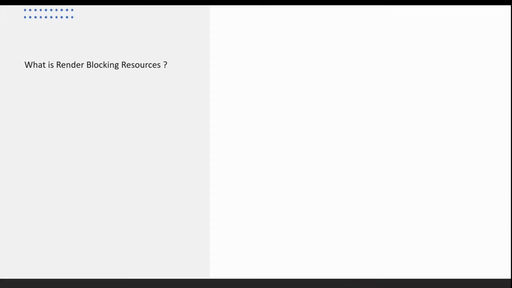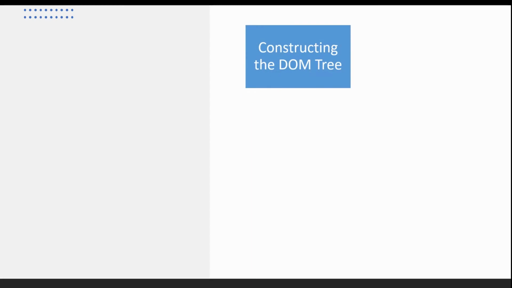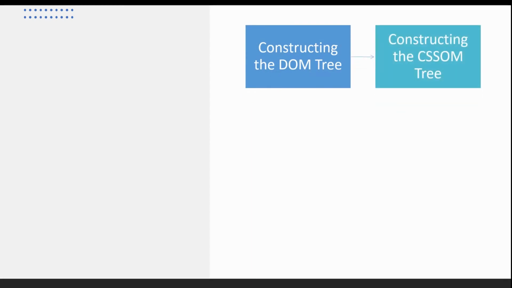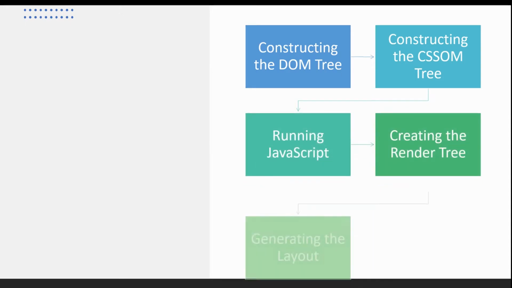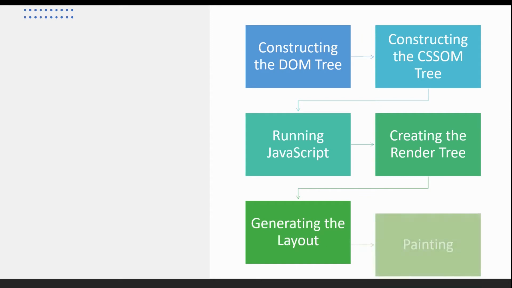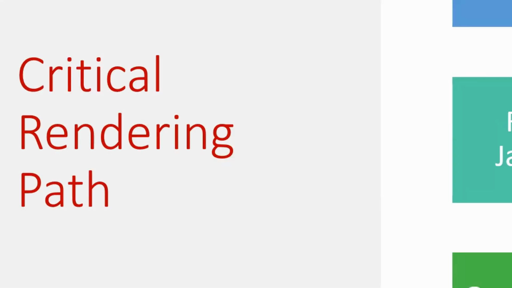So what are render blocking resources? Before answering this question, I will show you a small process of how the web browser works on a web page to display it on the screen. It goes through six main steps: constructing the DOM, constructing the CSSOM, running JavaScript, creating the render tree, generating the layout, and finally painting. The browser goes through these six main steps to paint the content on the screen. This process is called the critical rendering path.